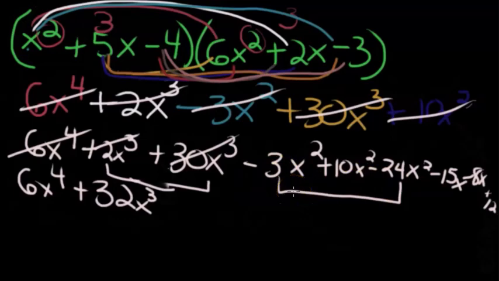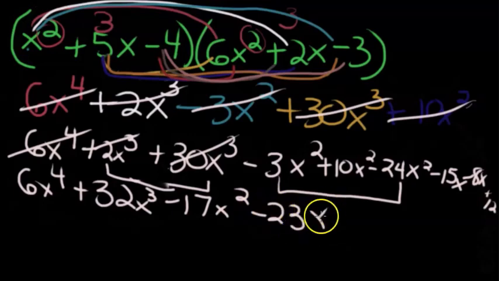So we have minus 17x squared. Then we have -15x minus 8x, which gives us -23x. Then those are good. All those are good. Okay. Then we just have to add the 12.